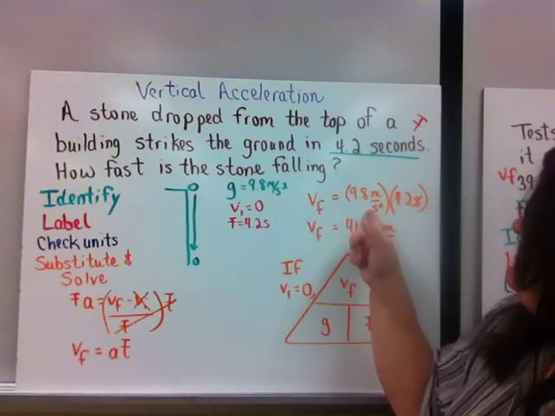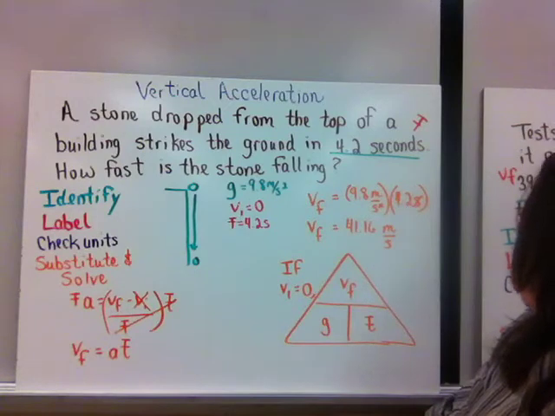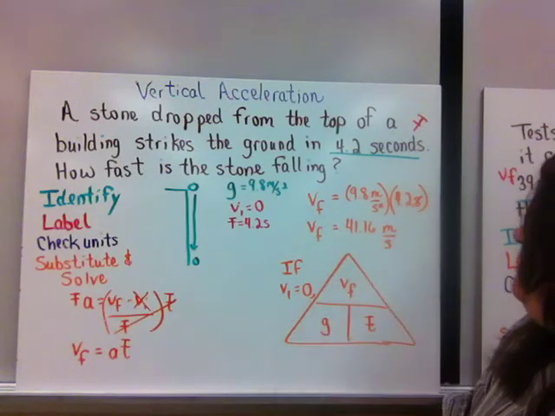And the gravity was 9.8 meters per second squared. The time is 4.2 seconds. When I multiply those two together, I'm going to get 41.16 meters per second.